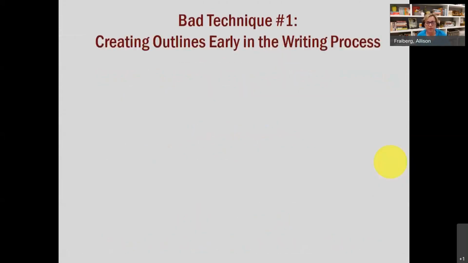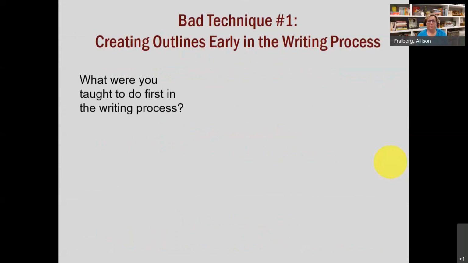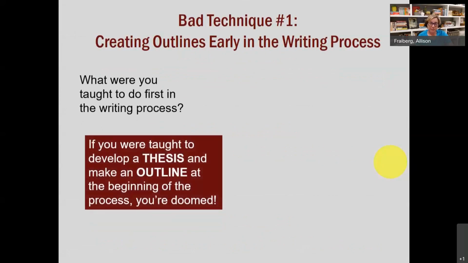Let's have a little bit of a deeper dive into these bad techniques. Creating outlines early in the writing process. Probably thinking, what? Of course you want to create an outline. Think about what you were taught to do first in the writing process. Think about it. Write it down. Jot it down. You were probably taught to develop a thesis first. The thesis, your assertion, your point, your claim, the message, the whole thing you're trying to get across. You were probably told to come up with it first, and then to make an outline.